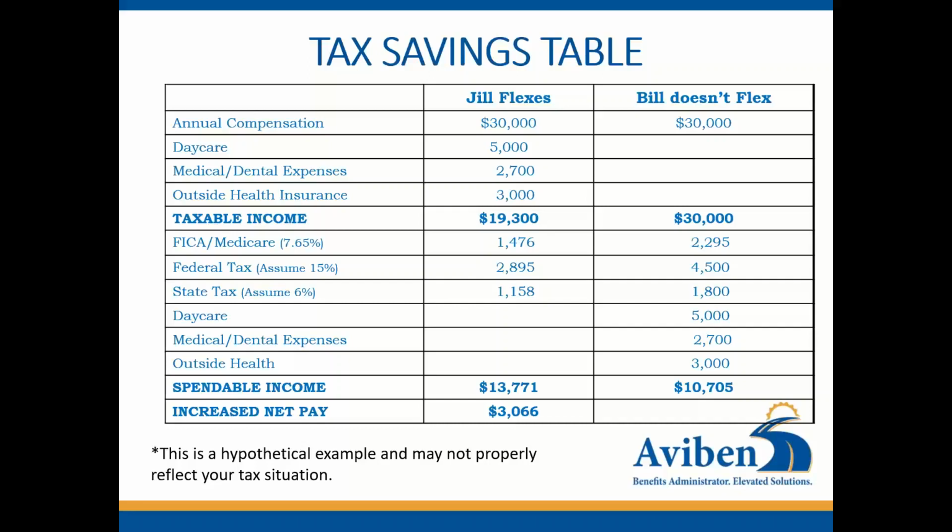As you see, Bill did not plan, he did not flex during open enrollment, so he will be taxed on all $30,000 that he will make that year. So after taxes and Bill paying those same expenses, you can see that Jill's take-home pay increased a little over $3,000. So it is definitely worth the time and effort to sit down and plan how much you want to flex into these categories and save on taxes.